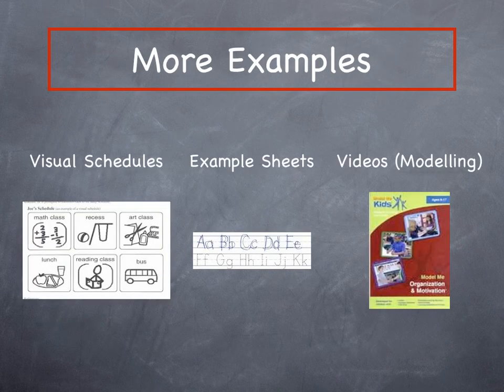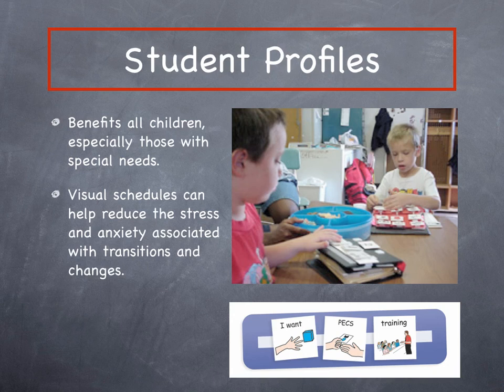Other examples of visual cues include visual schedules, example sheets, which are examples of another student's work as a model for the child to follow, and videos, which model the action. Visual cues benefit all children, especially those with special needs and challenges, such as those with autism.